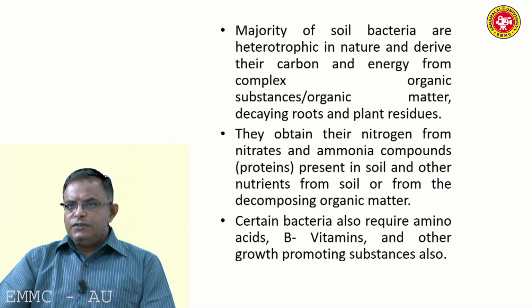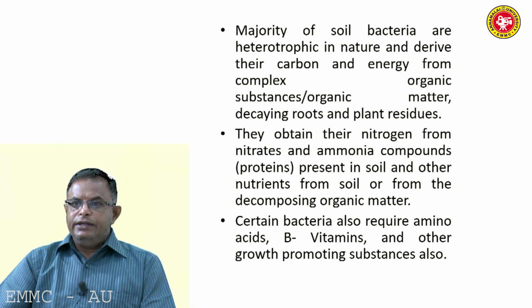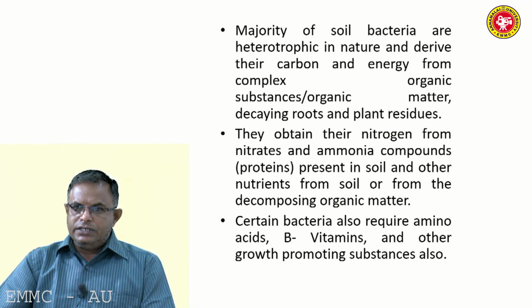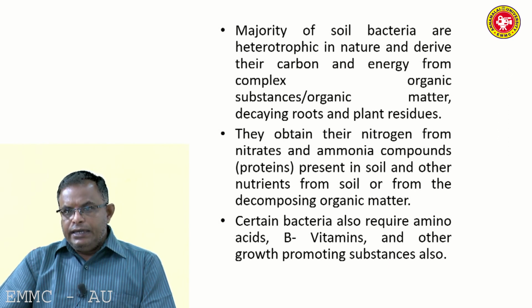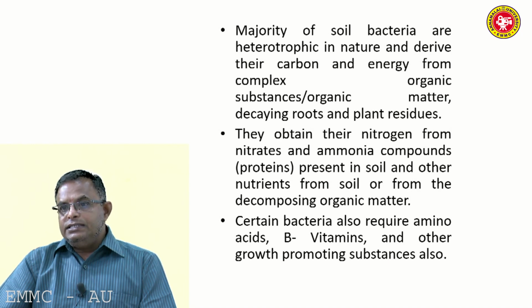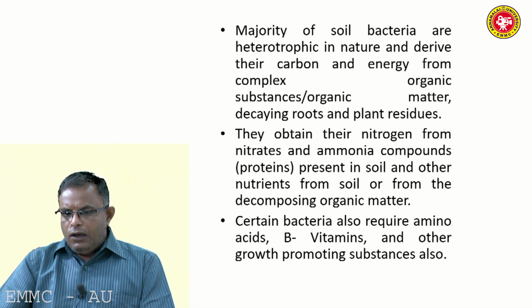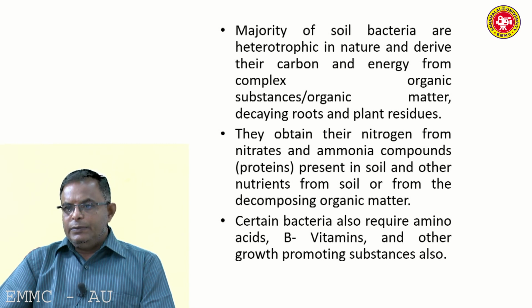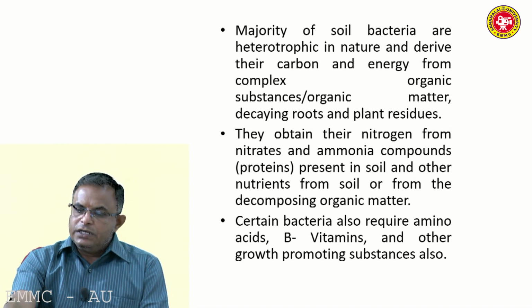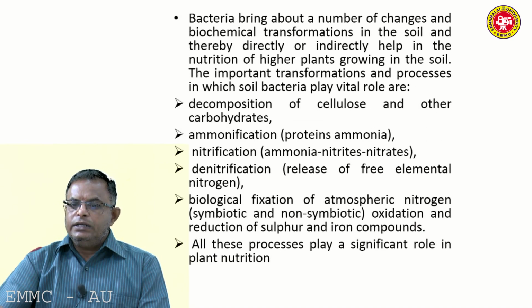So, the majority of soil bacteria are heterotrophic in nature and derive their carbon and energy from complex organic substances or organic matter and decaying roots and plant residues. They obtain their nitrogen from nitrates and ammonia compounds which are present in soil, and other nutrients from soil or from the decomposed organic matter. Certain bacteria also require amino acids, B vitamins and other growth promoting substances for their growth and activities.